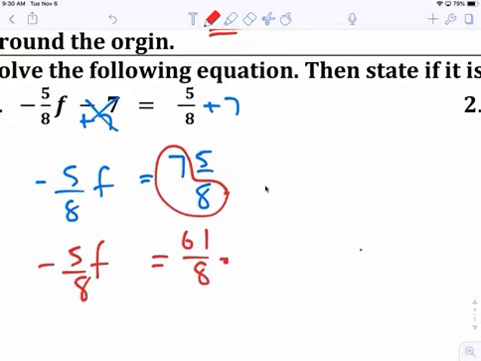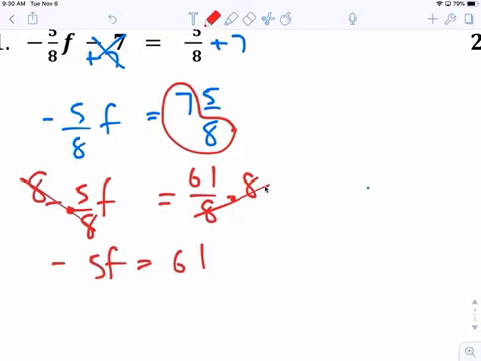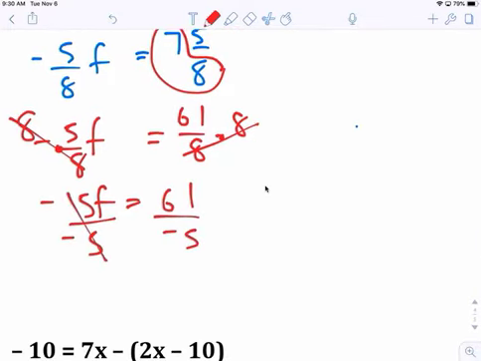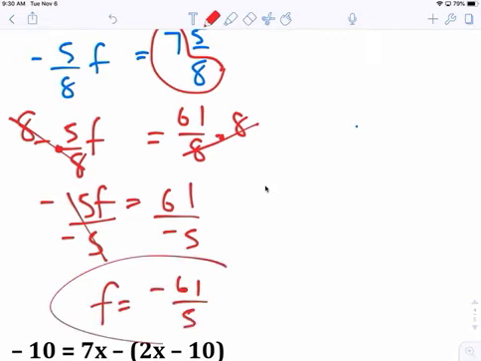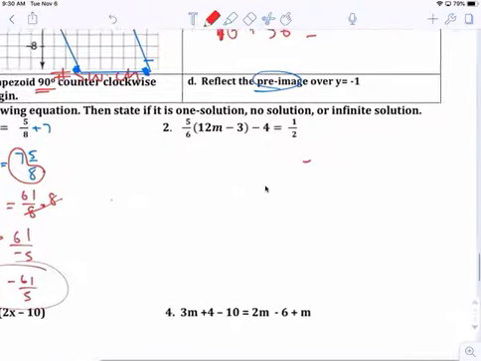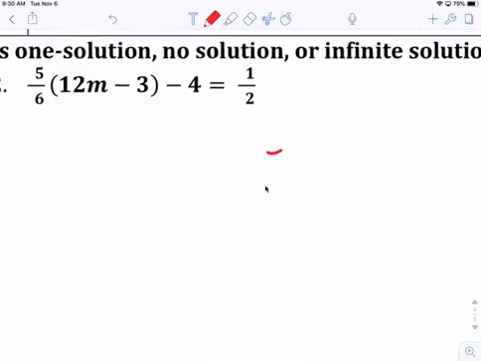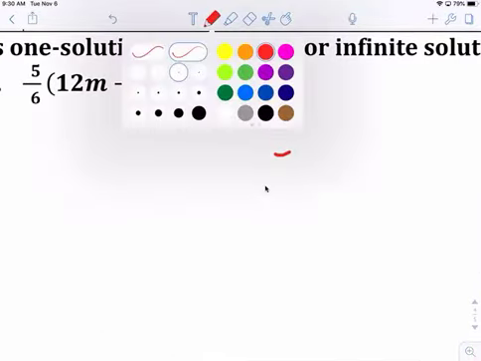And then multiply by 8. That's the least common denominator. You get negative 5f equals 61. Divide by negative 5. F then is just negative 61/5. Doesn't go in evenly. You can leave it like that, one solution. Okay? Again, you can always make 0 first.